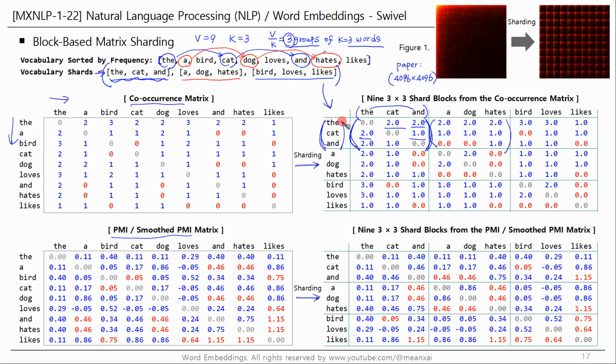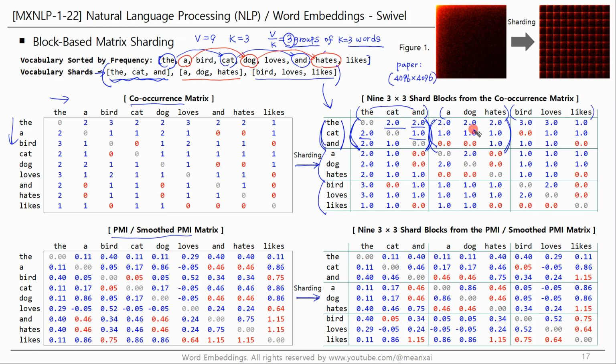Next, we keep the first group for the rows, but use the second group for the columns. This gives us our second shard block. We continue this process for all combinations of row groups and column groups. Since we have 3 row groups and 3 column groups, we end up with a total of 9 3 by 3 shard blocks.